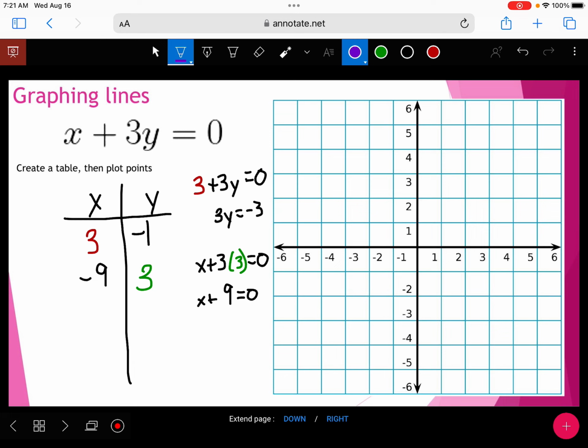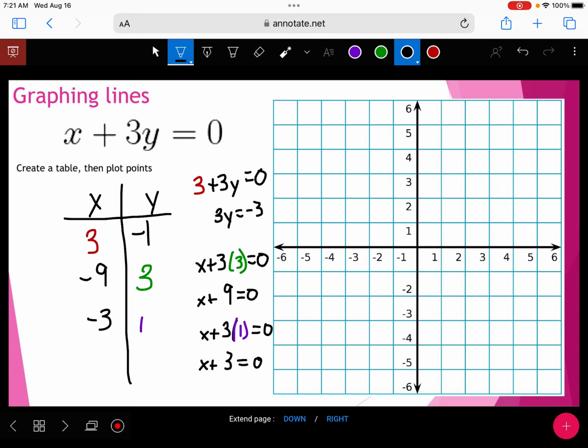Let's make y 1. X plus 3 times 1 equals 0. X plus 3 equals 0. So what is x going to be? Negative 3. So this works. Totally functional. Absolutely a thing you can do. It's not very fast, though. We're just guessing. We are blind guessing.